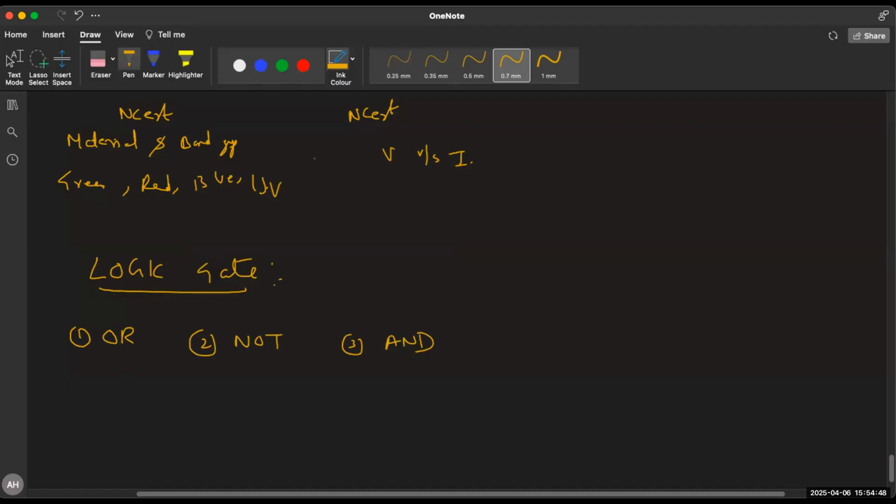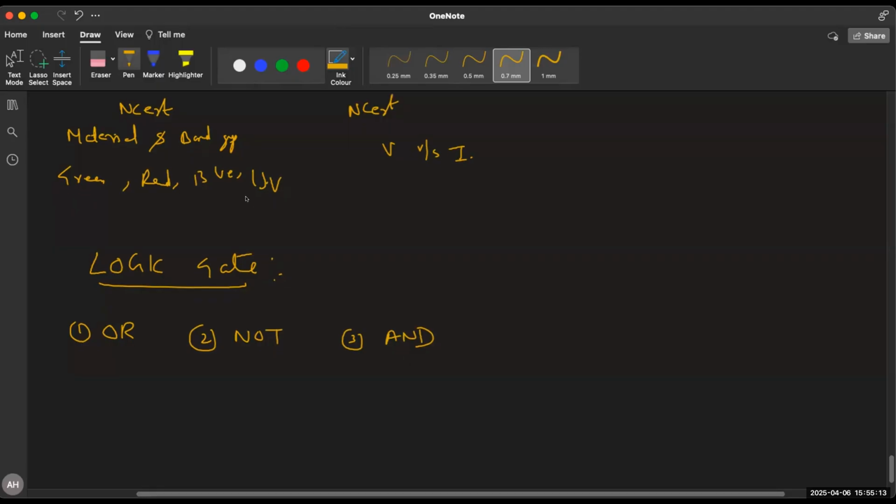Logic gates, do you have computer science in class 12? No, sir. So logic gates are basically electronic circuits which can perform logical operations, like addition, subtraction, multiplication. These are the basic building blocks of the logic that a computer uses. This is mostly part of the computer science syllabus.